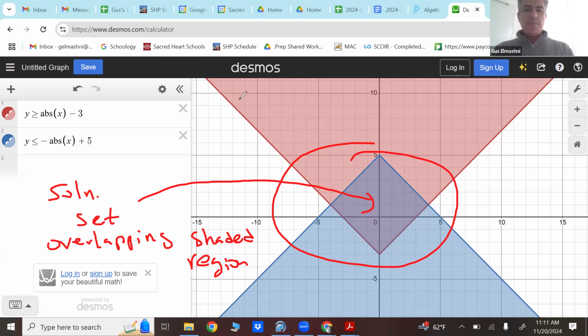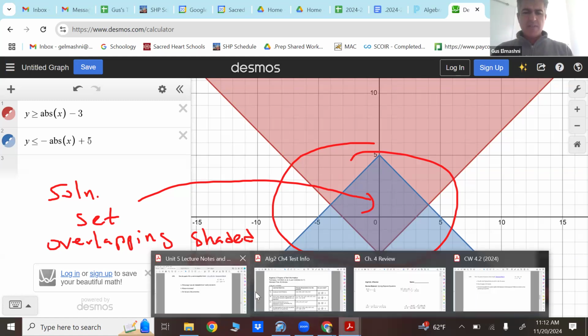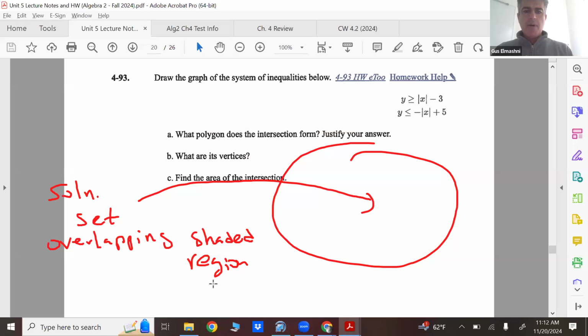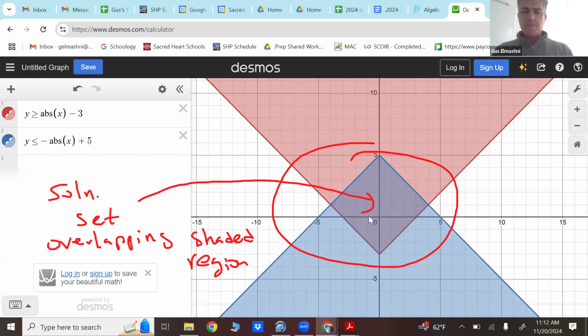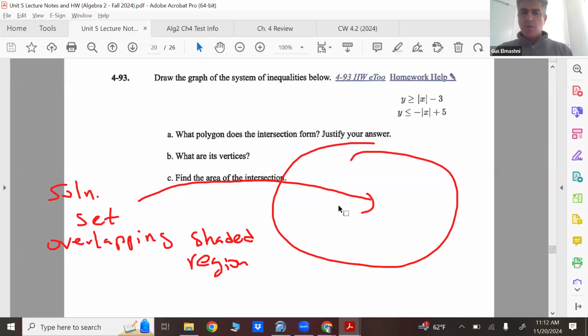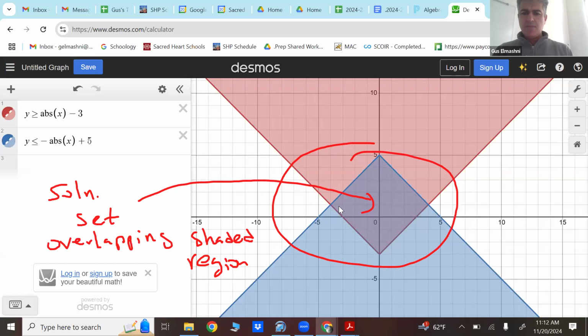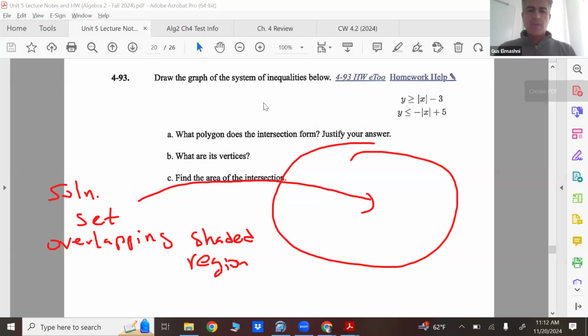All right. So that's what part A is asking us to do, right? Part A is asking, what polygon does the intersection form? What would you call that? It's obviously a quadrilateral. Is it a square? I don't know. Maybe. I would just say, at the very least, a quadrilateral or rectangle. Just to be on the safe side, I'll call it a quadrilateral.